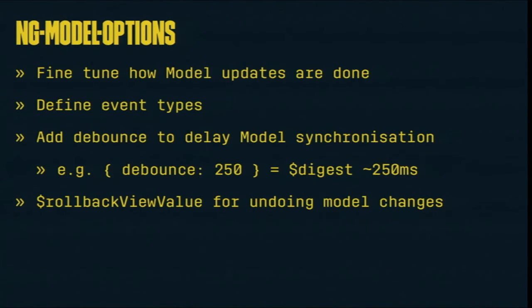Fine-tune how the model updates are done. We can define all the event types ourselves. Adding in the debounce is a massive, massive performance increase, especially if you're dealing with an array. If you're doing an ng-repeat and you're searching for that, you could debounce it somewhat.